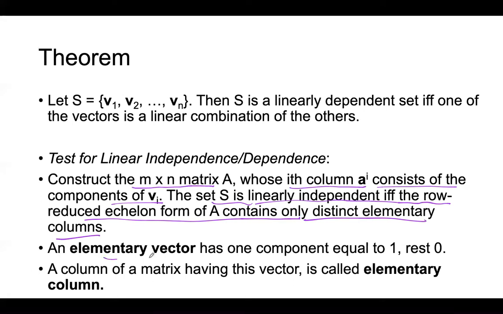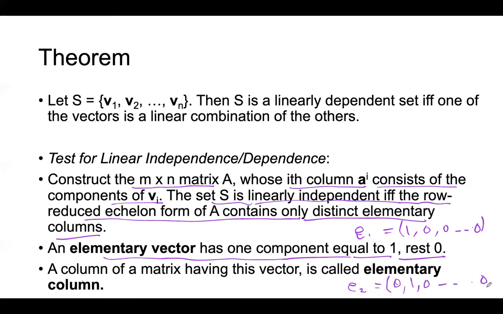An elementary vector has one component equal to 1 and the rest 0. So something like 1, 0, 0, 0 is an elementary vector. We call this E1. E2 could be something like 0, 1, 0, and the rest zeros. A column of a matrix having this vector is called an elementary column. So we can also put these into columns.